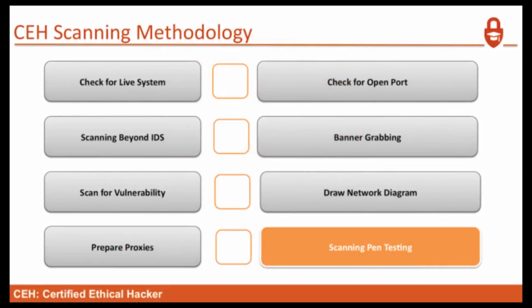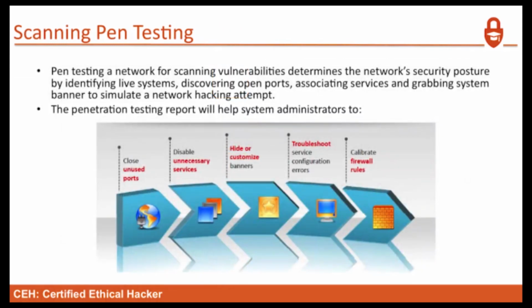And now we're going to talk about scanning pen testing. So what is scanning pen testing? Scanning or pen testing a network for vulnerabilities determines the network security posture by identifying live systems, discovering open ports, associating services, and grabbing system banners so we can go look up and see which vulnerabilities are applicable to that particular version of whatever service it is. And this all simulates a hacking attempt, absolutely.